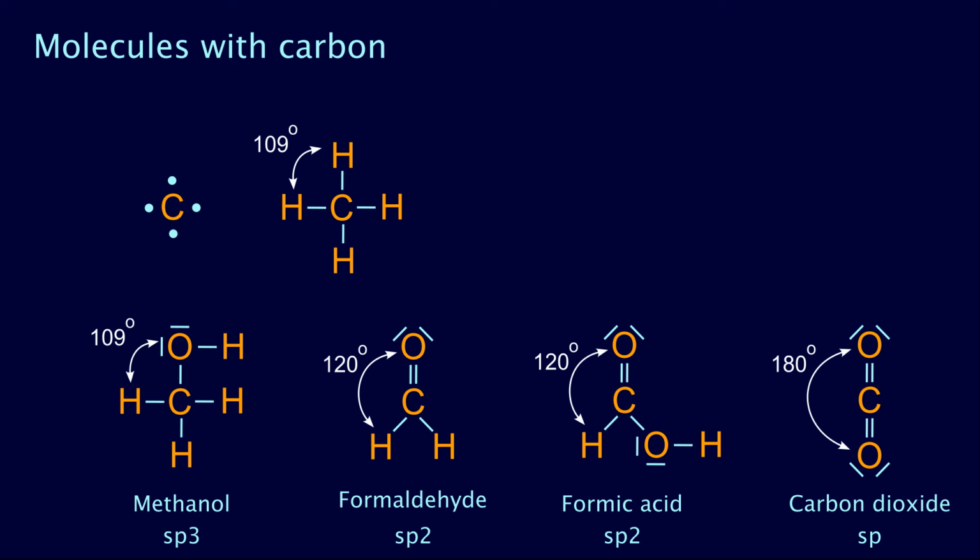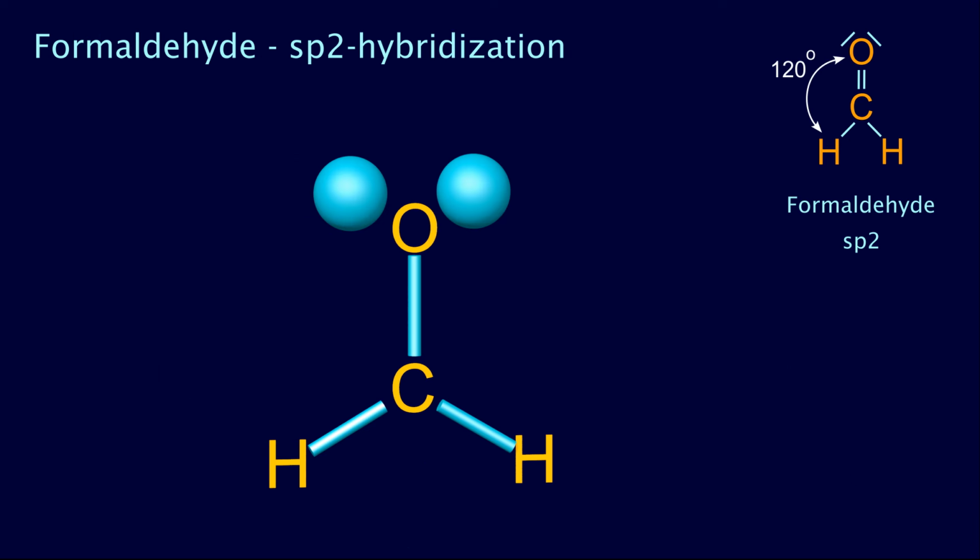To repeat this for our molecules formed with carbon, the methanol has an angle of 109 degrees, and this is an sp3 hybridization. Formaldehyde and formic acid have angles of about 120 degrees, so they have sp2 hybridization, and the carbon dioxide has an angle of 180 degrees between the two oxygen atoms, and this refers to an sp hybridization.